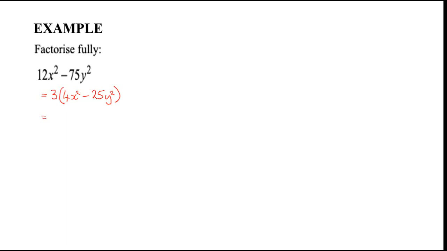Okay, so when we do that, we say, the square root of 4, we know it's 2. The square root of x squared, well, it's x. Put a negative sign. The square root of 25 is 5. The square root of y squared is just y. Okay, so then you put another bracket, which is 2x. Same 2x there, but here you now put a plus and the same 5y there. Okay, and that is how you're going to factorize that.